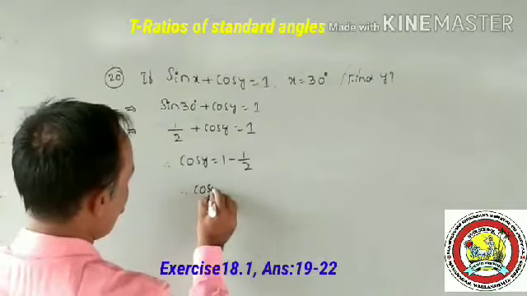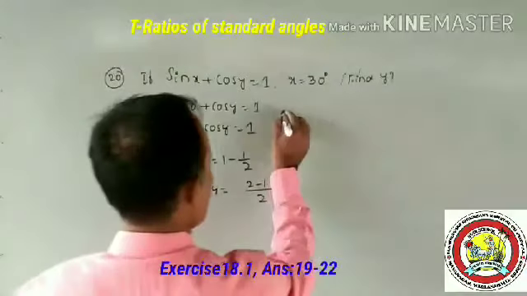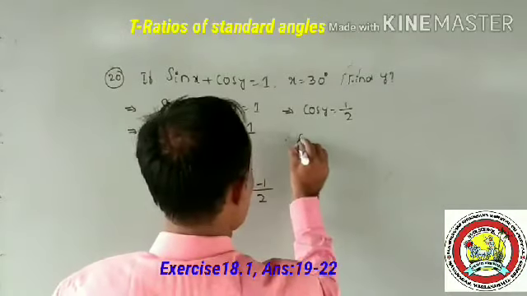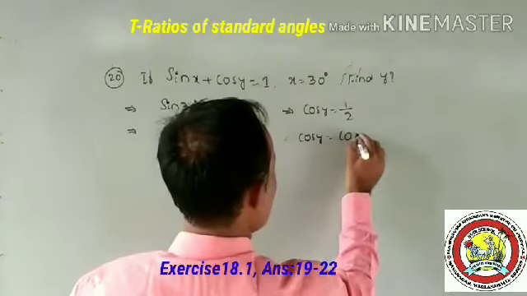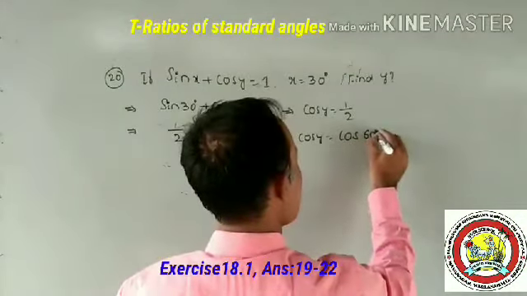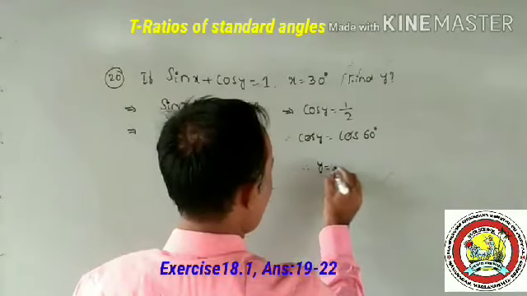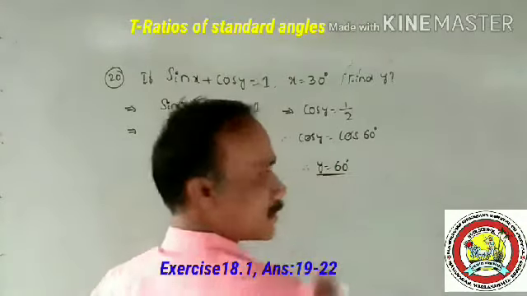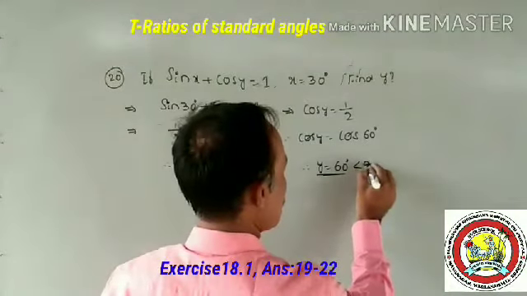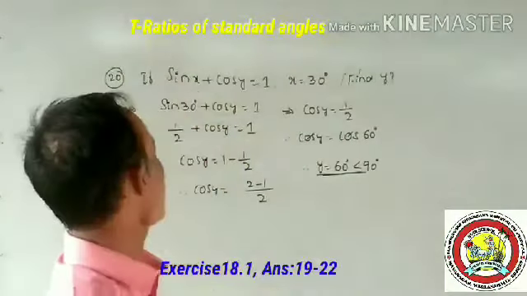Therefore, the value of cos y is equal to, take LCM, 2 is the LCM, here 2 minus 1, which implies cos y is equal to 1 divided by 2. Write in terms of cos, as cos 60 degrees is equal to 1 by 2. Cos gets cancelled. Therefore, the value of y is equal to 60 degrees. What is the condition here? y is acute, so it is less than 90 degrees. Therefore, the value of y is equal to 60 degrees. This is question number 20.